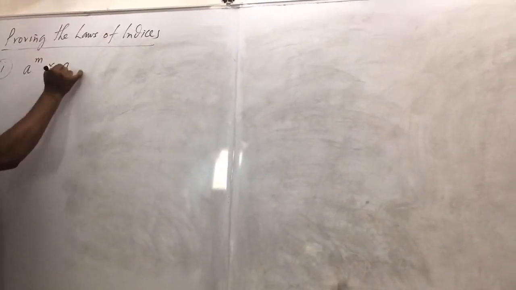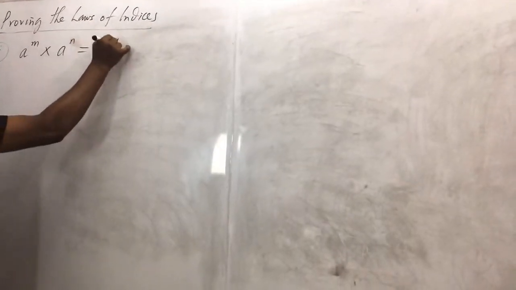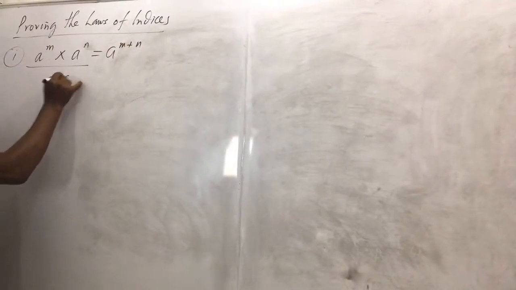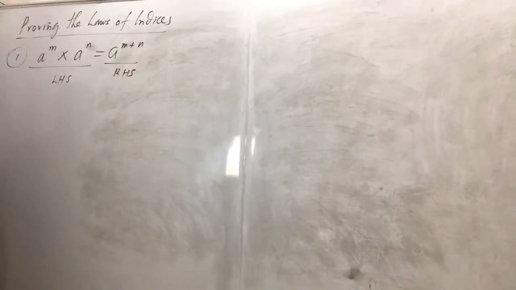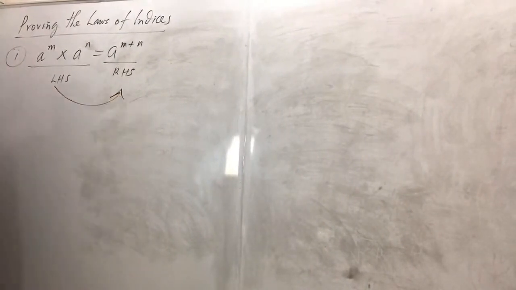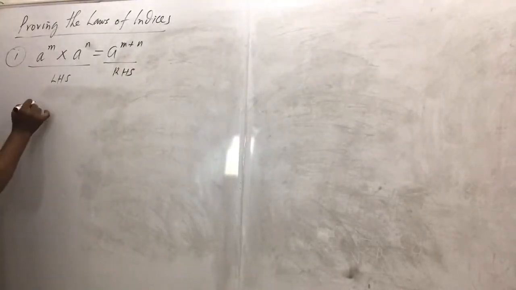The first law is a raised to power m times a raised to power n equals a raised to power m plus n. Note that this is the left hand side and this is the right hand side. I'm going to be using a one-sided proof, proving from the left hand side to the right hand side. So please take note.